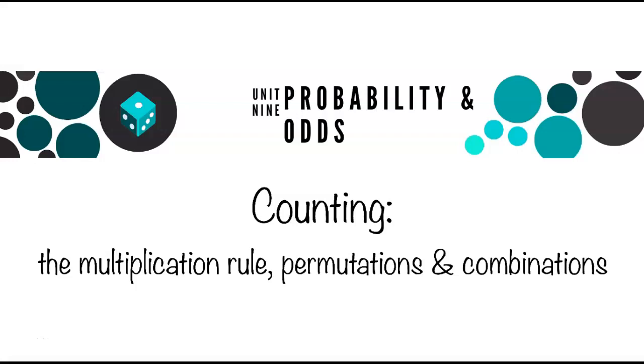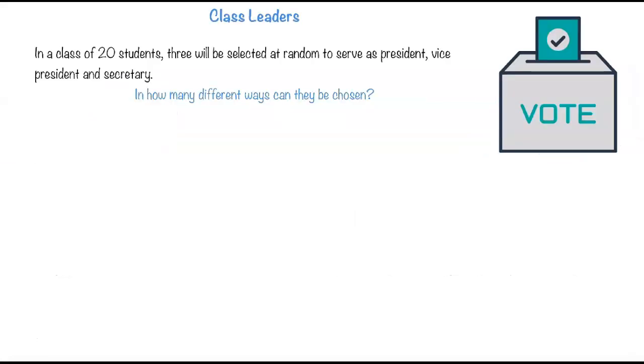Before we can calculate probability and odds, we need to be able to count up all of our options. This brings us to the multiplication rule, permutations, and combinations. Let's begin with an example.